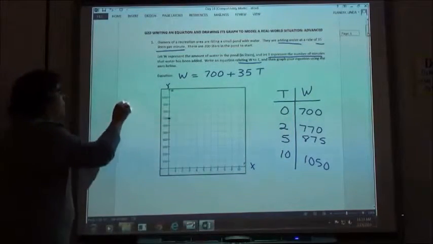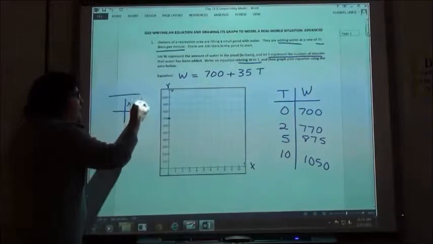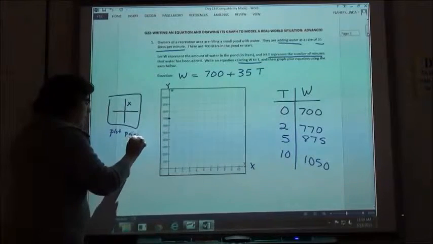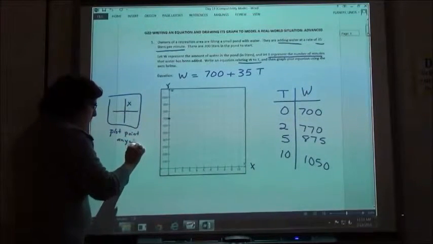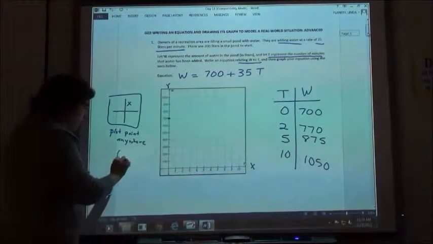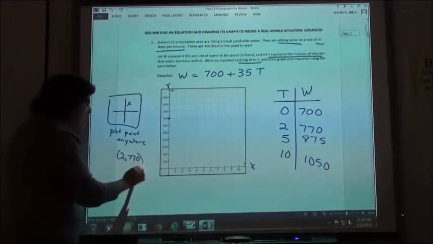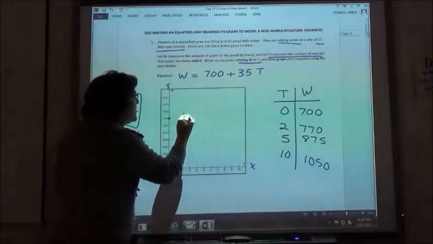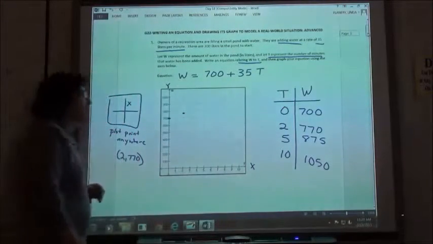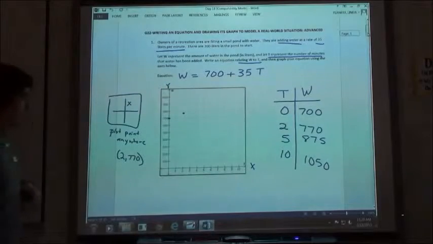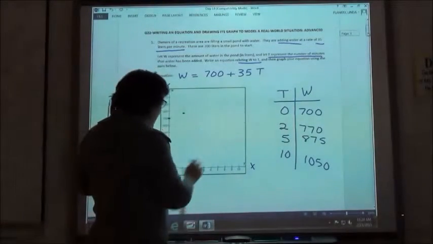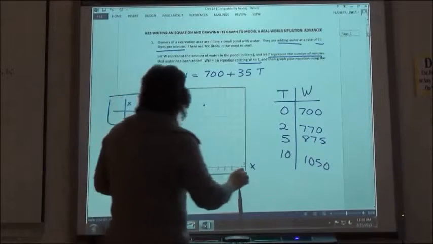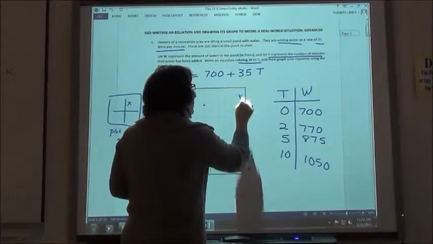You have to use that plot point tool. Looks sort of like this, and when you click on it, it says plot a point anywhere, and you have to type in your ordered pair, 2 and 770, and the computer will put it on there. I'm just going to estimate 2 and 770. Well, it's a little bit under 800. 5 and 875 would be not quite up to 900. 10 and 1,050 would be just barely over that.